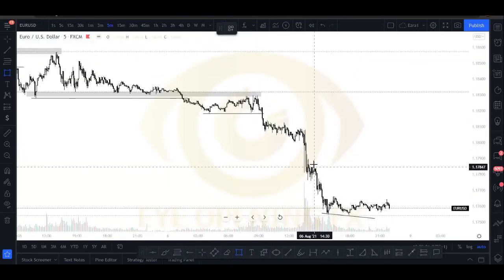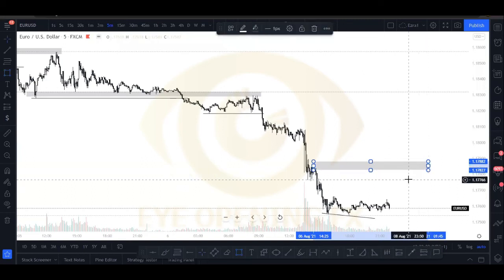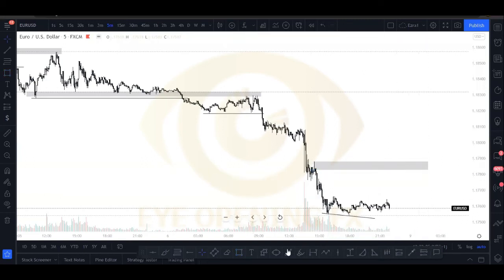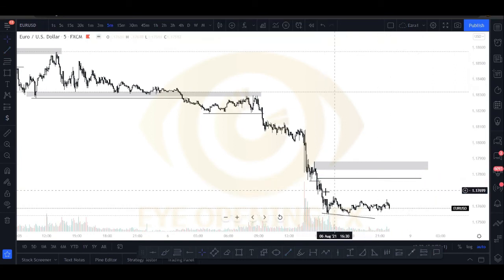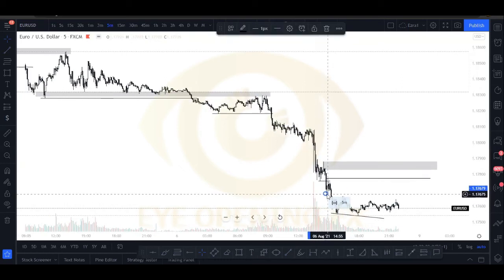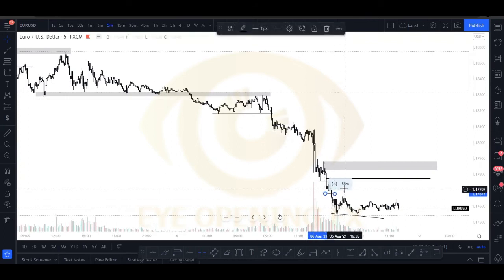M5. Okay, here we have a little point of interest. Last area of BMS area. If market is coming for inducement, this will be your inducement. Then before market does that, a little structural range was here.